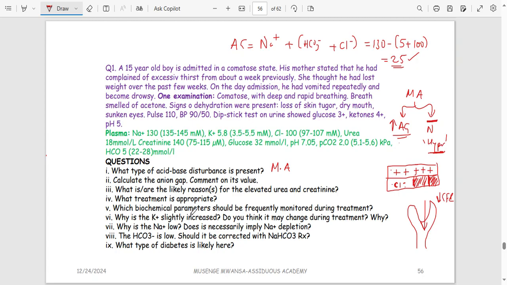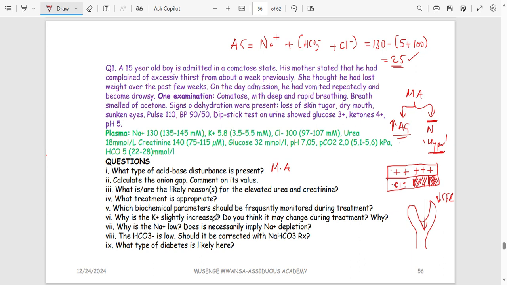What biochemical parameters should be frequently monitored? So in this condition, make sure that you are frequently looking at potassium because it can be a bit dangerous. You are also looking at the sodium. You're also looking at the glucose. Besides that, the urea and the creatinine, which are also telling you about the kidney a bit. And you are also looking at the acid base. So you are going to be looking at the pH. How is the pH changing? So those are things you can be looking at.